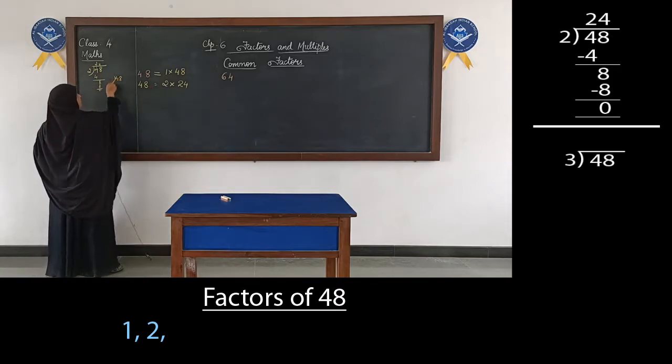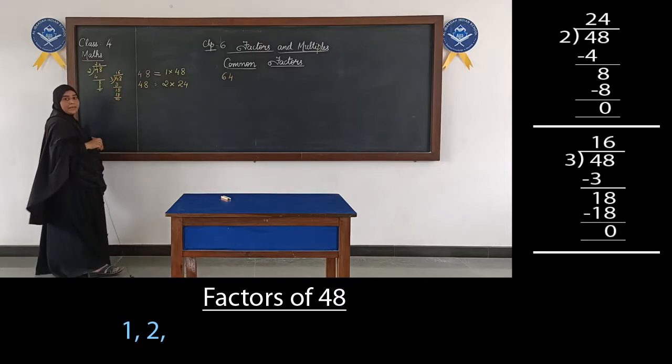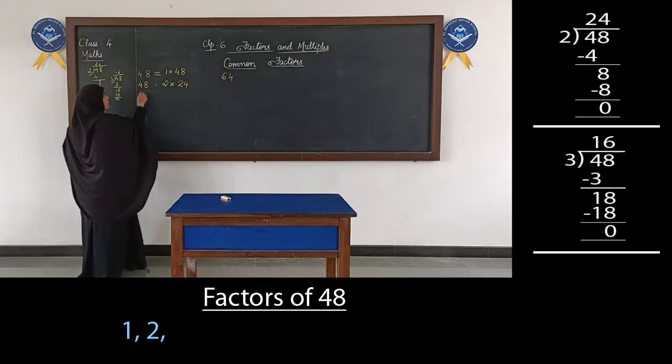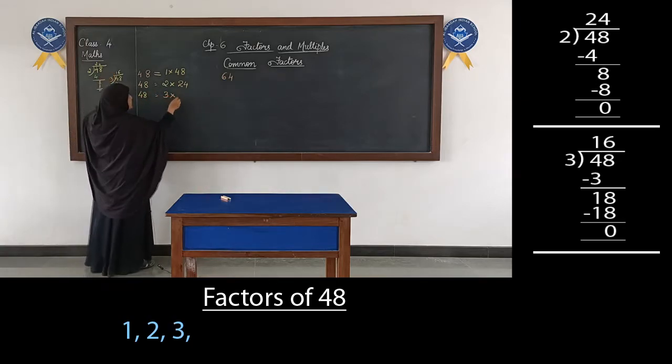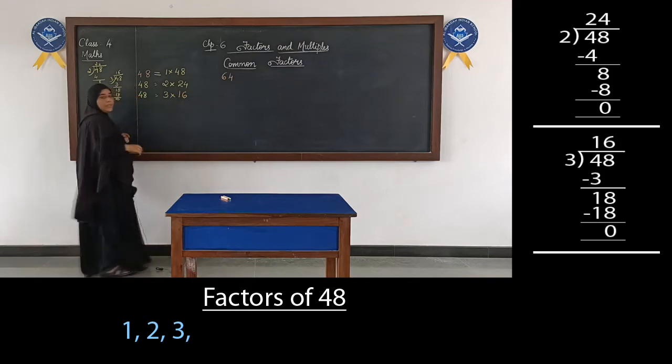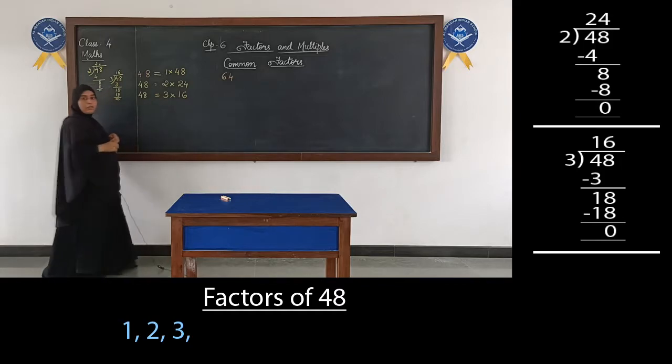Then we will try for 3. 48, we will see if 3 divides it completely or not. 3 1s are 3 and 3 6s are 18. Yes, 3 also divides it completely. So 3 is a factor of 48. So 3 into, you can see I have got 16. 3 into 16 is 48. Okay, so 3 and 16 are factors of 48.